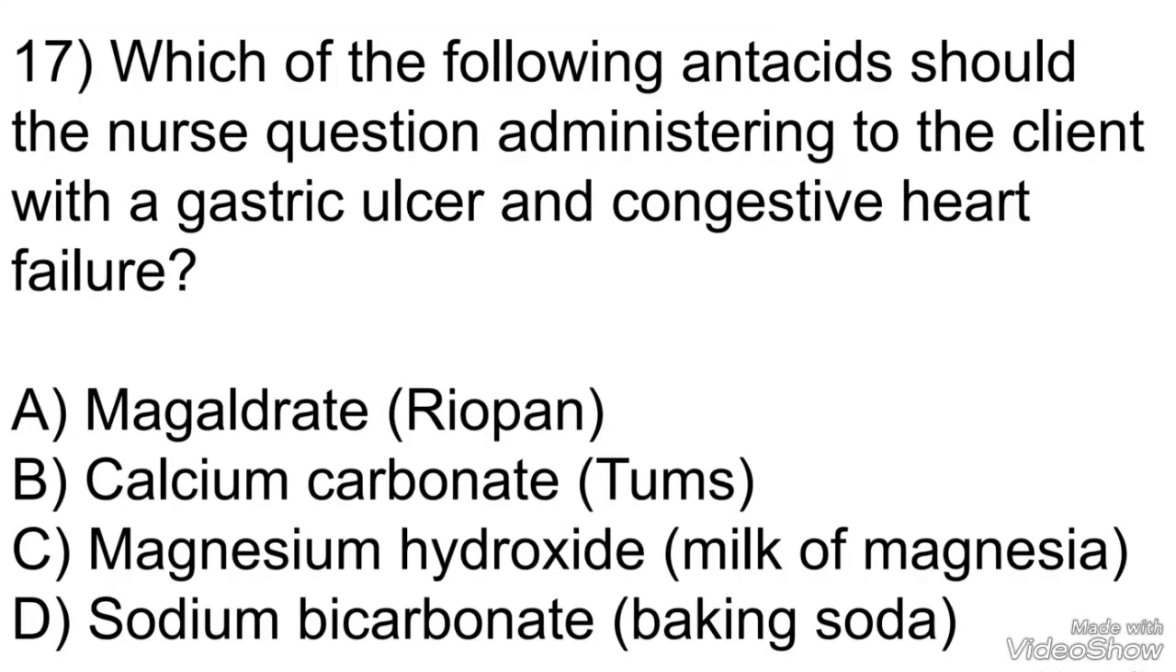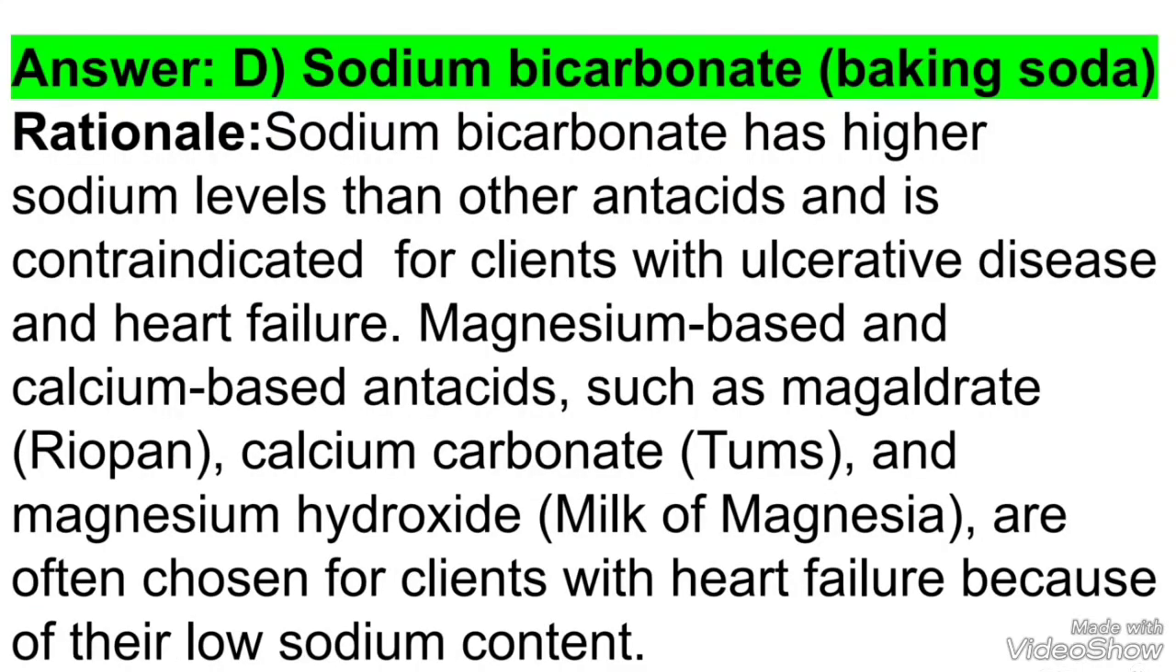17. Which of the following antacids should the nurse question administering to the client with a gastric ulcer and congestive heart failure? A. Magaldrate. B. Calcium carbonate. C. Magnesium hydroxide. D. Sodium bicarbonate. Answer. D. Sodium bicarbonate. Rationale.